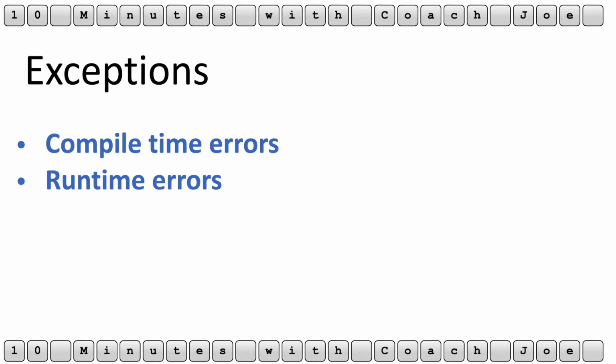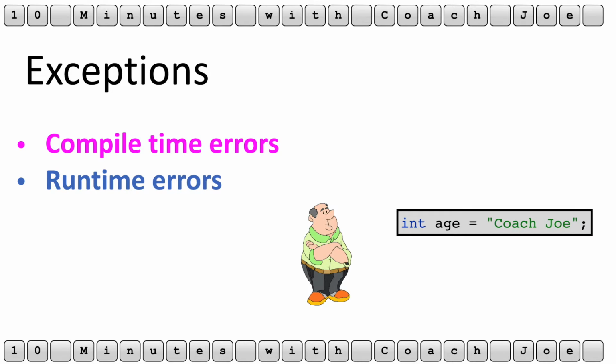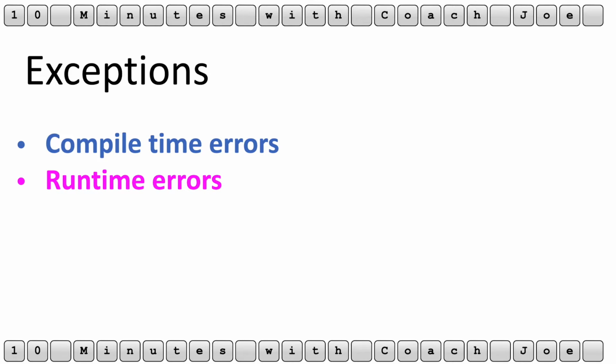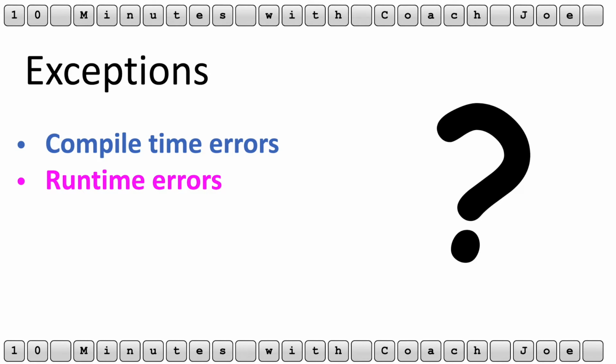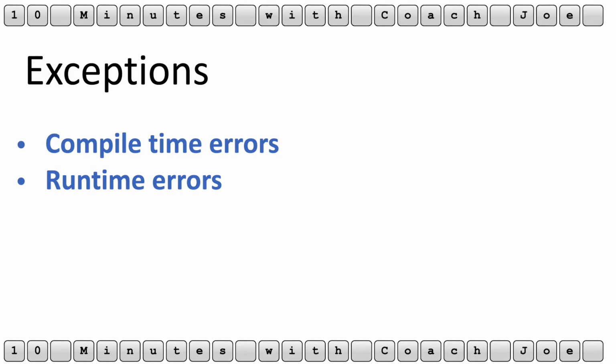There are two main types of errors, compile time errors and runtime errors. A compile time error is typically a syntax error made by the developer, like int age equals "Coach Joe". An int variable cannot hold a string value. The application cannot be started with compiler errors. When the application compiles successfully and is running, there can be an unforeseen event that causes an exception error.